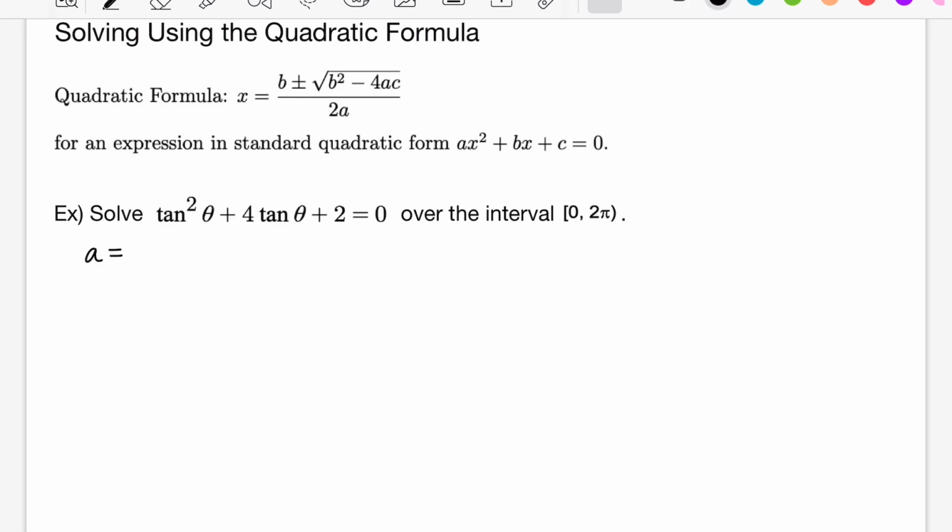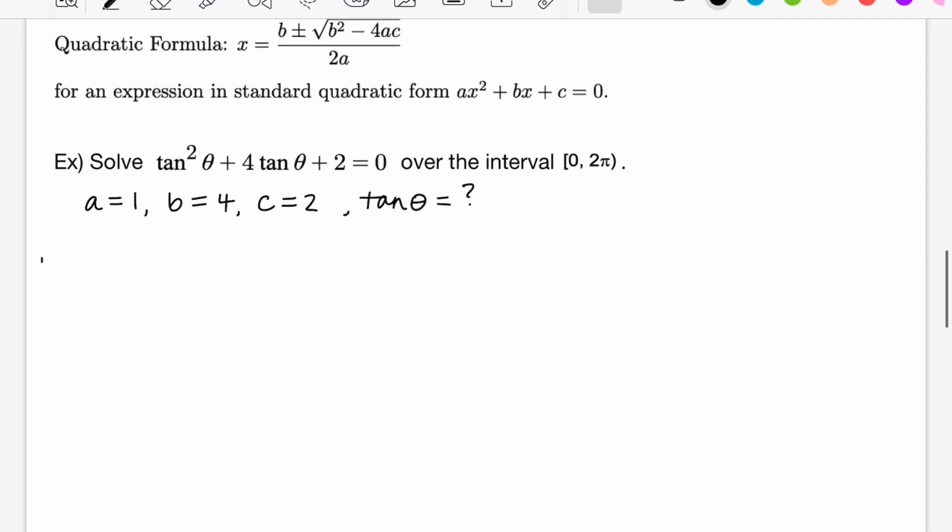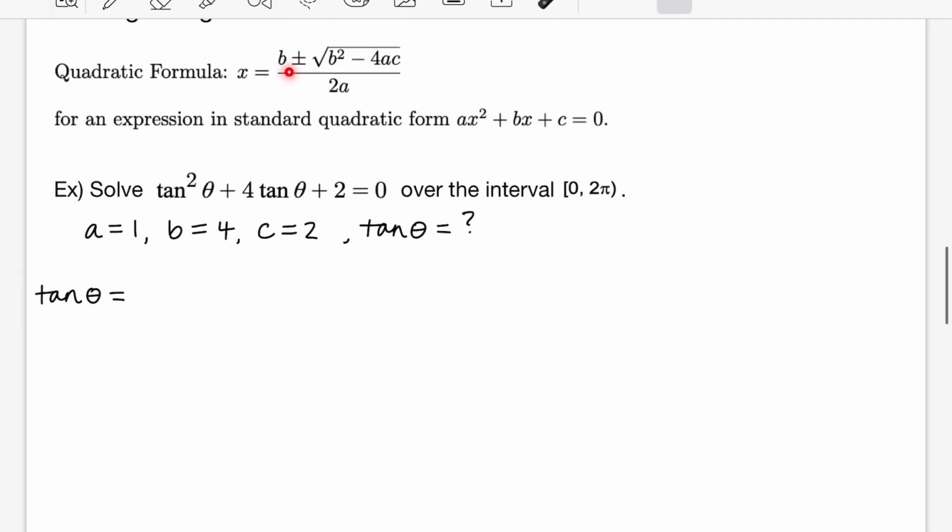So in this case, a then is equal to 1, b is going to be equal to 4, and c is going to be equal to 2. And the unknown that we're trying to find is going to be tangent theta. So we'll say this is equal to question mark. So we're going to use the quadratic formula here. So we have tangent theta is going to be equal to this here. And so we'll substitute our values for a, b, and c into this equation.